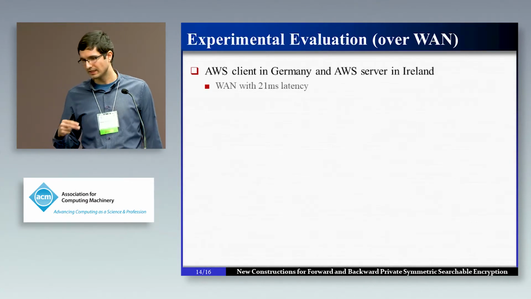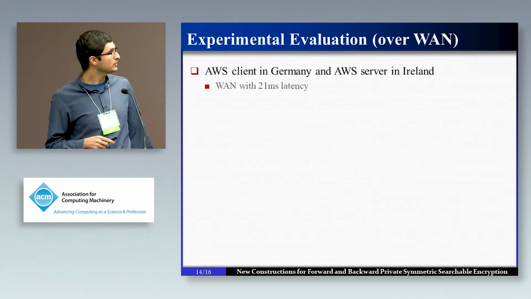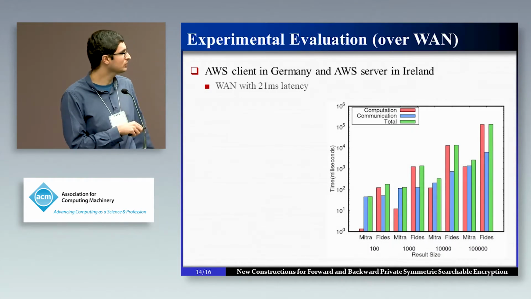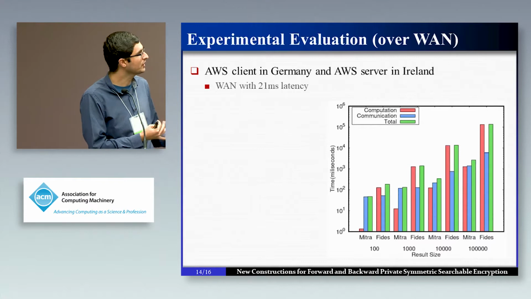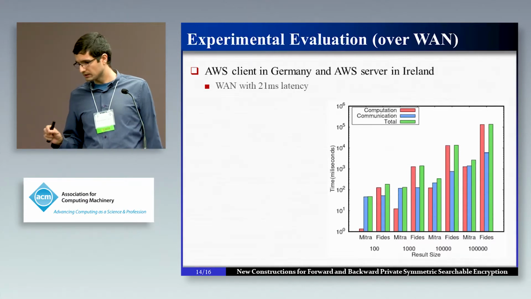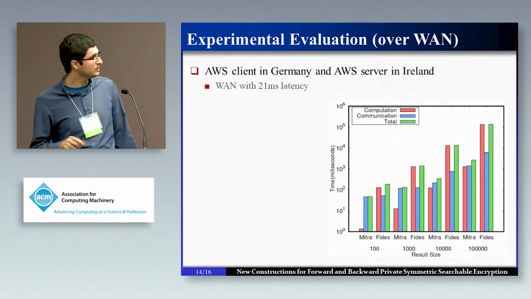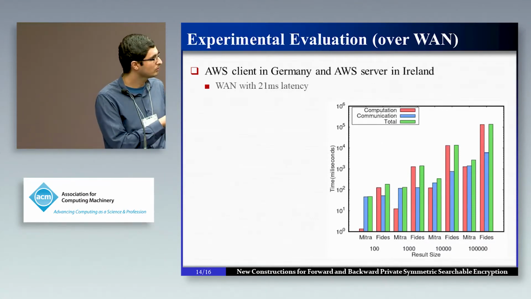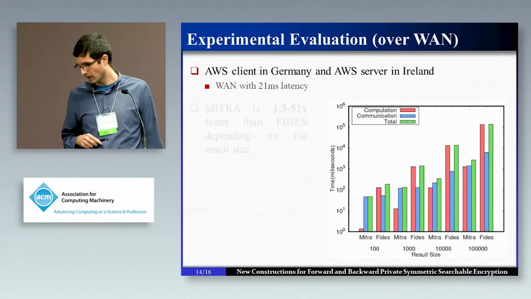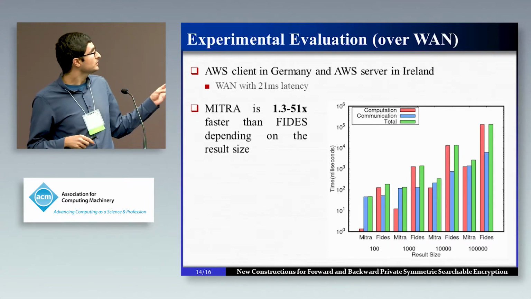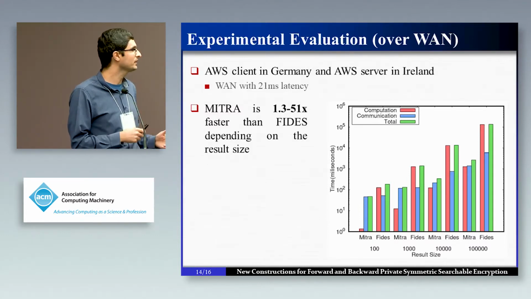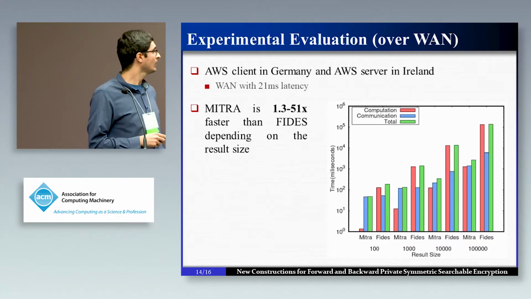So we executed the experiment on a WAN with 21 millisecond latency. As you can see, the breakdown of computation time, communication time, and total time. For the small result size, the communication time is dominant, while for big result size, the computation time is dominant. As we can see, MITRA is 1.3 to 51 times faster than Fides, depending on the result size.